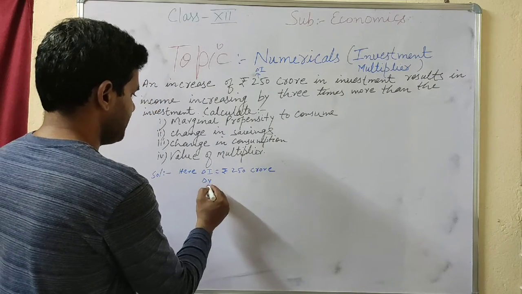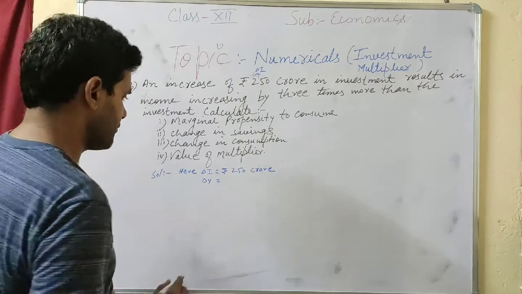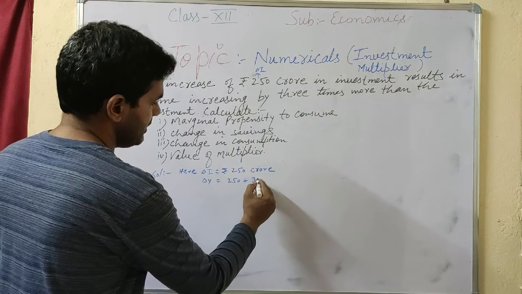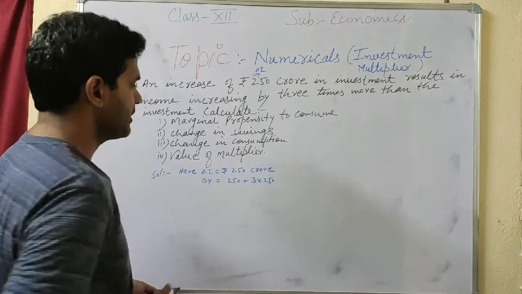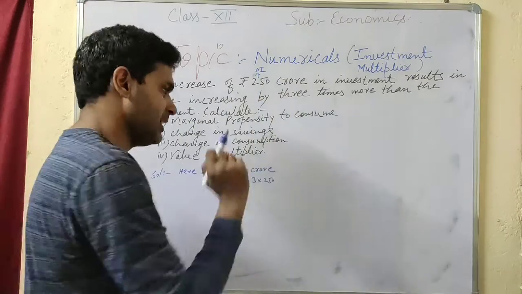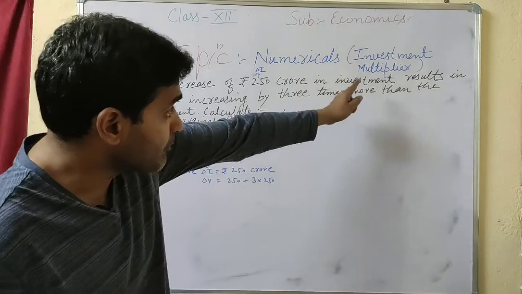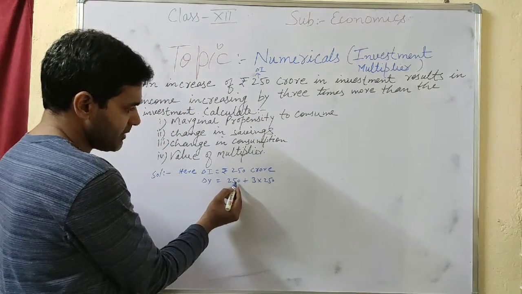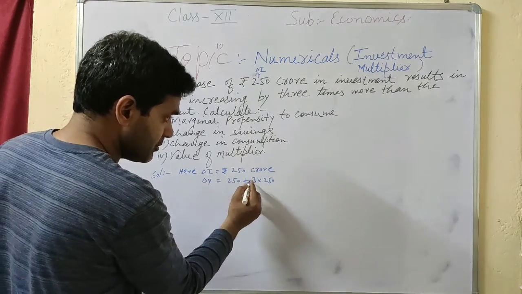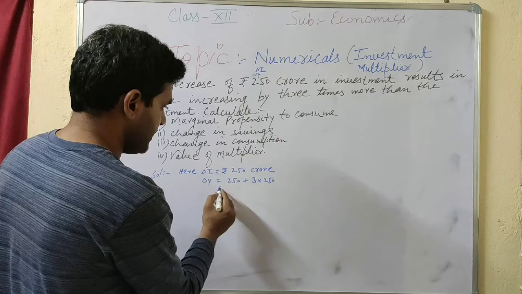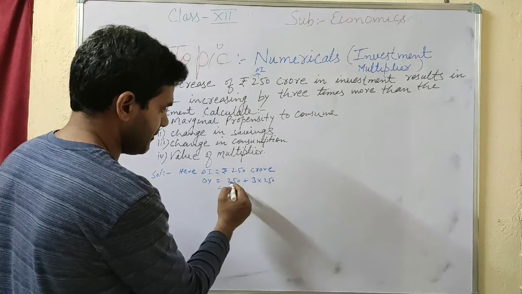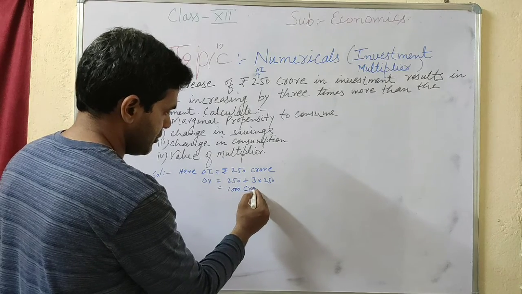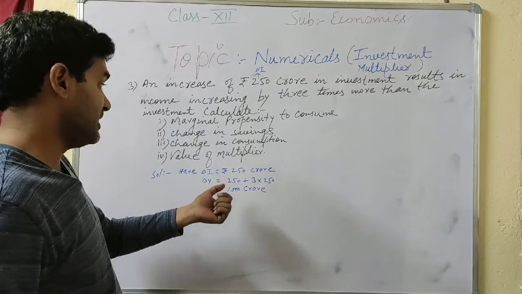So delta Y, what will be the value of delta Y? 250 plus 3 times of 250. Don't be confused that it is only 3 times. It is 3 times more than the investment increase. So investment was increased by 250 and 3 times more than that, so 3 times of 250 becomes 750, and 750 plus 250 is equal to 1000 crore. So this is delta Y.